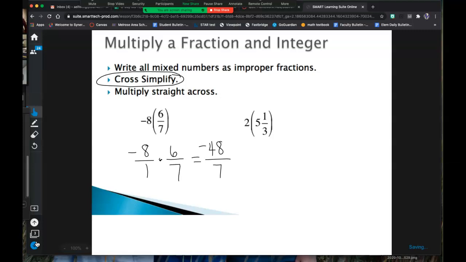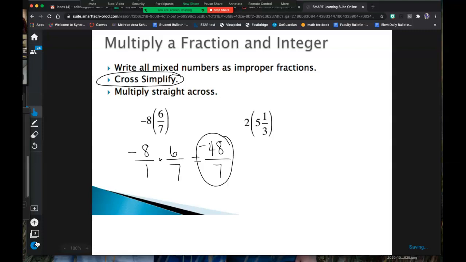Now, you guys, I'm 100% okay with you leaving your answer as an improper fraction. You can leave it that way as long as it's in simplest form. Okay? I can't divide 48 and 7 by anything, so I can just leave it as -48/7. I could change it. 7 goes into 48 6 times. 6 times 7 is 42, so there'd be 6 left over. So if I wanted to, I could write it as -6 and 6/7. But you don't have to. You can leave it as -48/7.